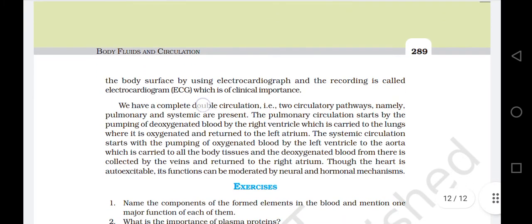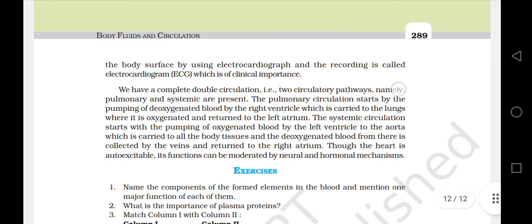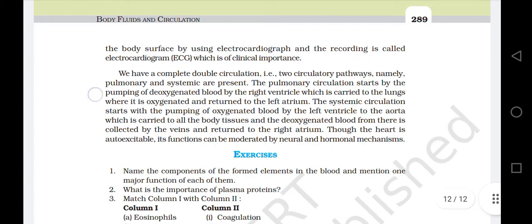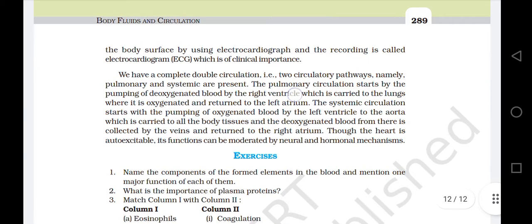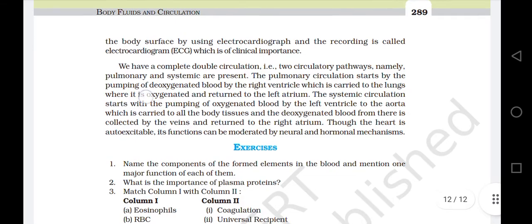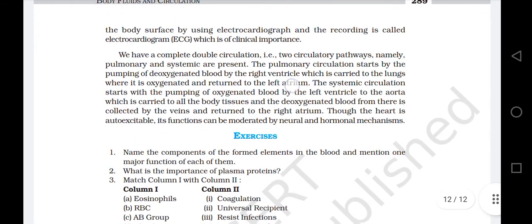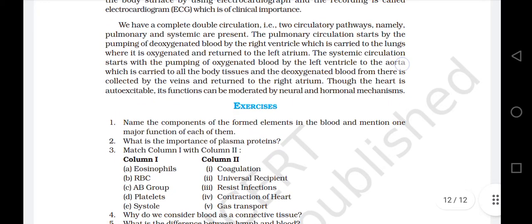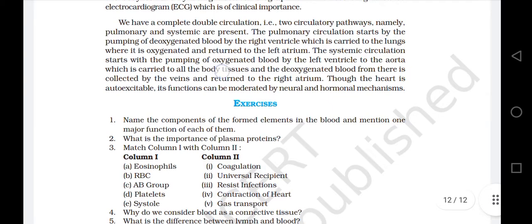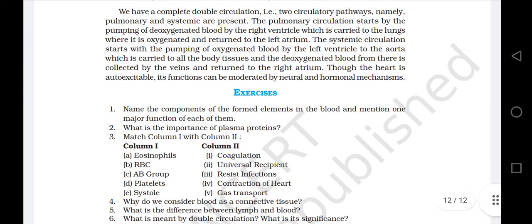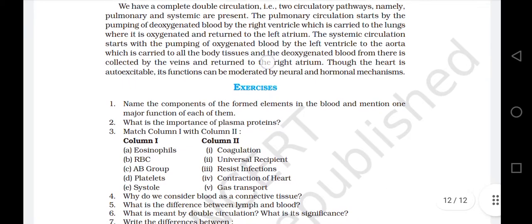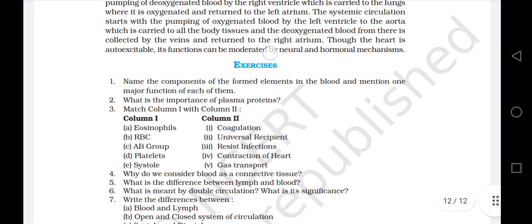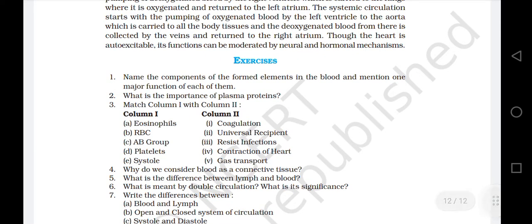We have a complete double circulation, that is, two circulatory pathways, namely pulmonary and systemic, are present. The pulmonary circulation starts with the pumping of deoxygenated blood by the right ventricle, which is carried to the lungs, where it is oxygenated and returned to the left atrium. The systemic circulation starts with the pumping of oxygenated blood by the left ventricle to the aorta, which is carried to all the body tissues, and the deoxygenated blood from there is collected by the veins and returned to the right atrium. Though the heart is auto-excitable, its function can be moderated by neural and hormonal mechanisms.